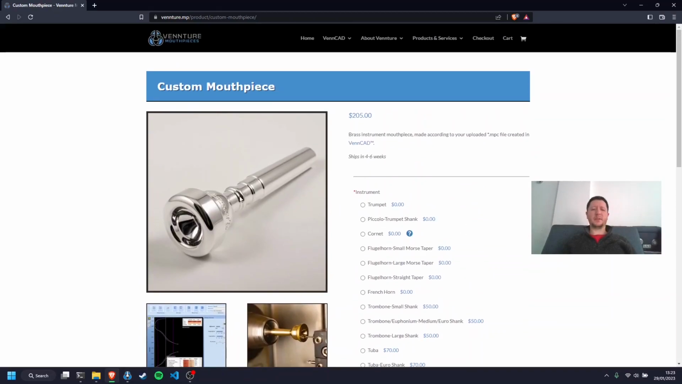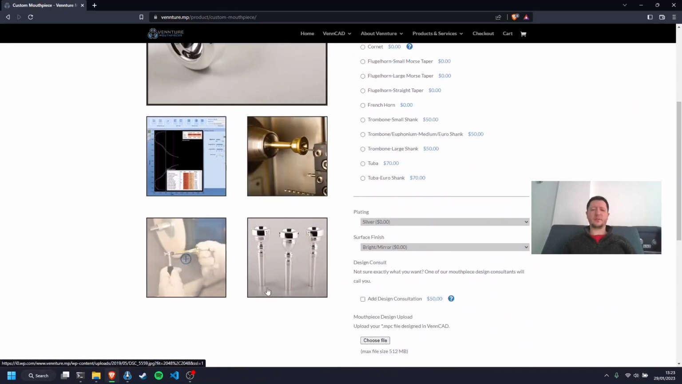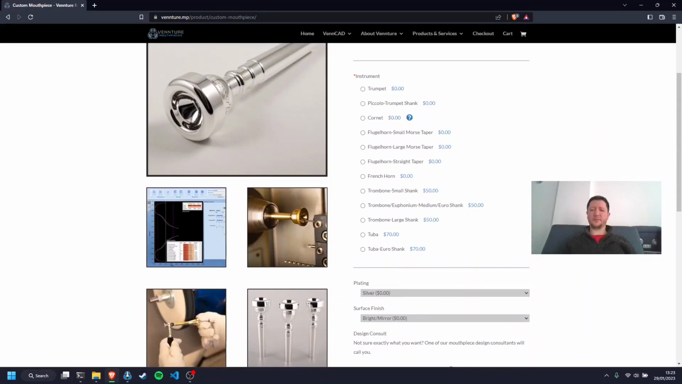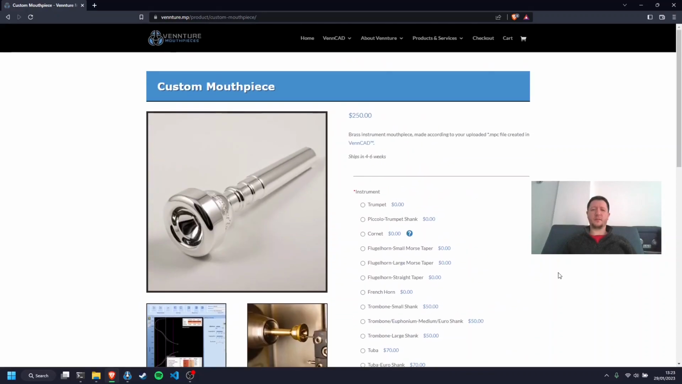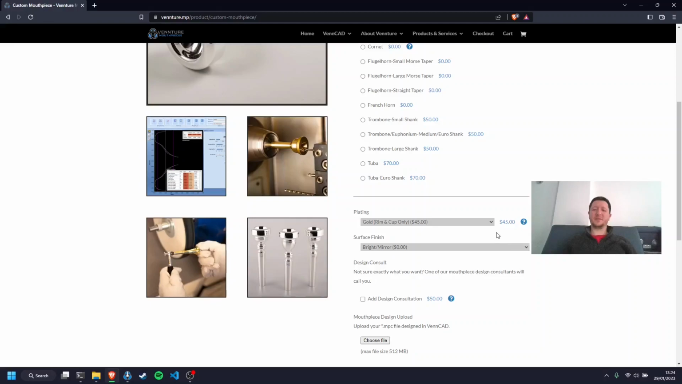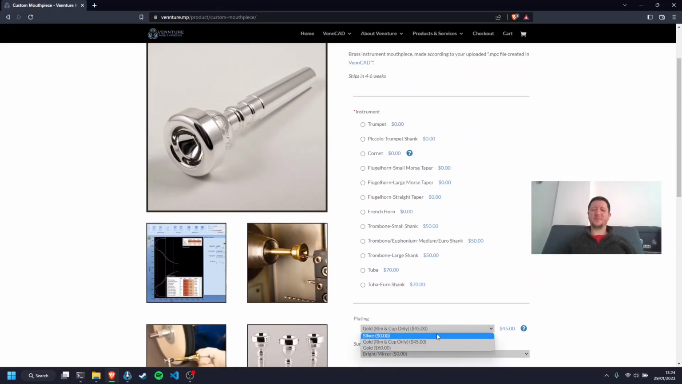So look, there's a mouthpiece in the Mount Vernon blank. There's all sorts of information here about the technology, but I particularly like this gold rim and cup. I got one of my mouthpieces made like that. Now it's $250. So once you make it gold, the price goes up.